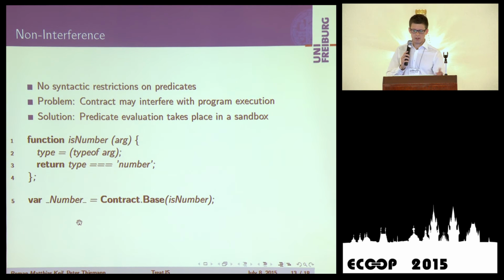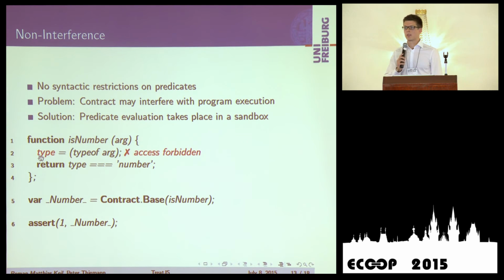If we create a base contract from such a predicate, and if we assert this contract to some value, the predicate is evaluated, and when evaluating the predicate, it attempts to write to the global value type. But in TreatJS, the sandbox reopens the predicate and removes all external bindings, and in this situation it would throw an access violation.